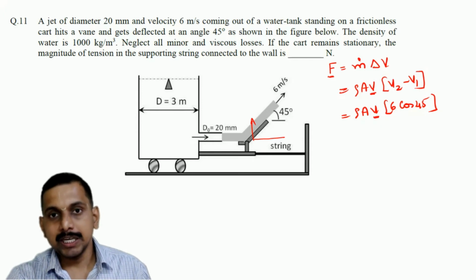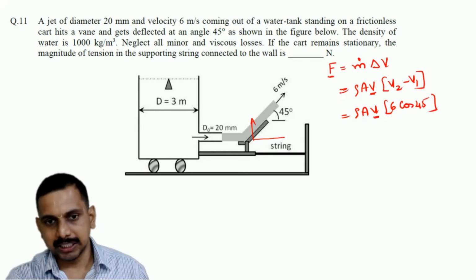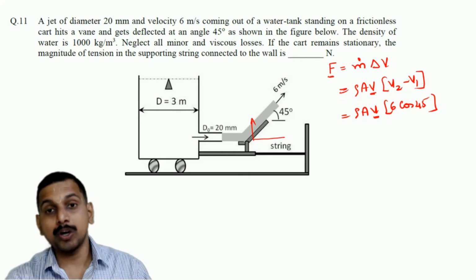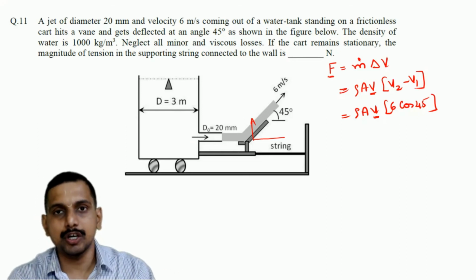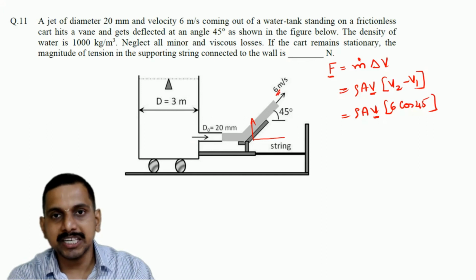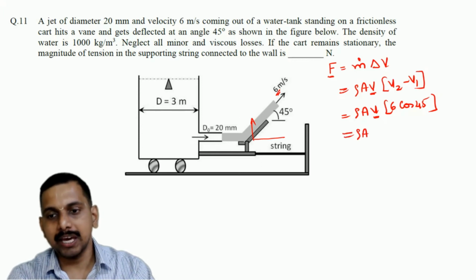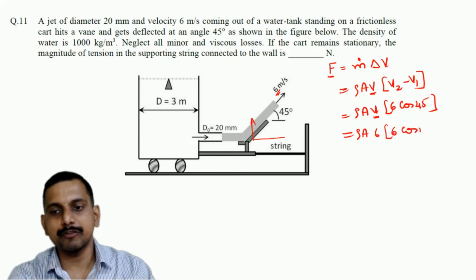Now the question is, what should we take for this V? V is the relative velocity, or the amount of mass which is flowing on the vane, and for that the velocity is 6 meters per second itself. So we are taking this as 6 meters per second. So this would be rho A, with V as 6 meters per second, and then 6 cos 45.